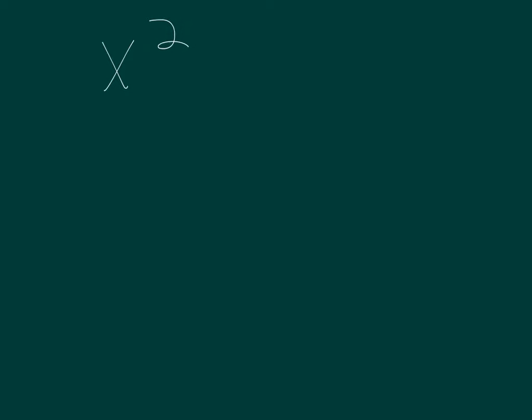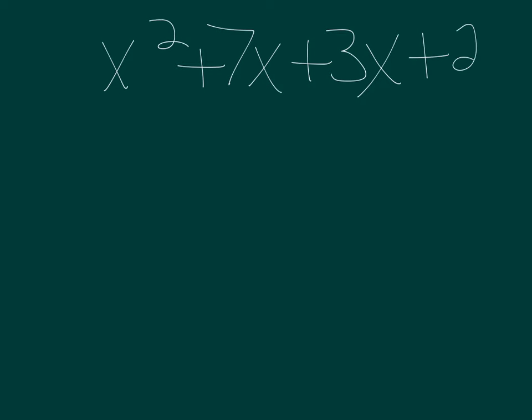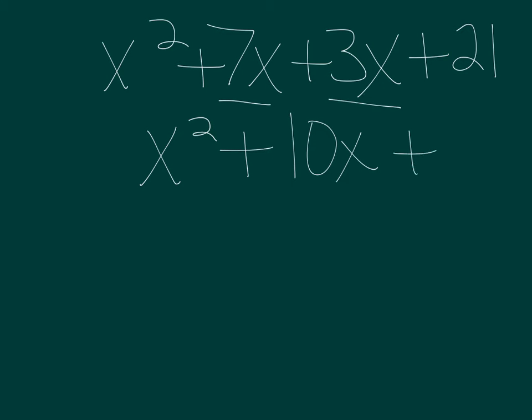Outside would be your x and your 7, so plus 7x. Inside would be your 3 and your x, so plus 3x. And last would be your 3 and your 7. So 3 times 7 is 21, so plus 21. Now look at this. You've got 2 like terms, so we're going to add these: x squared plus 10x plus 21. So that's multiplied out, okay?